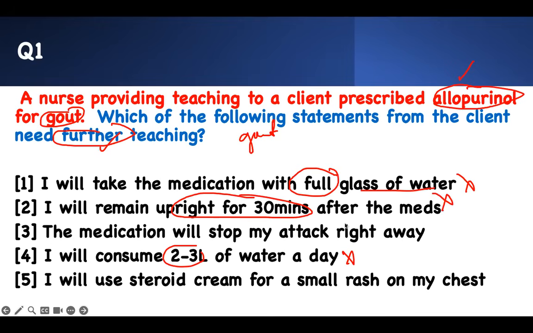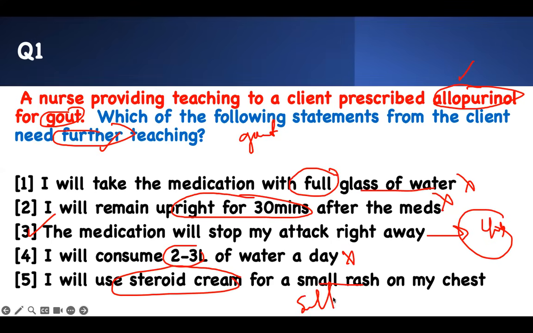The medication will stop my attack right away. No, it takes some time, 4 weeks before you can do that. You cannot use it in an acute state also. So this needs intervention. It's a maintenance medication. I will use steroid cream for a small rash on my chest. You cannot put a steroid cream on a small rash on the chest. It's a sulfur drug, allopurinol. One of the biggest side effects of sulfur drugs is Stevens-Johnson syndrome. Therefore, this also needs further intervention.